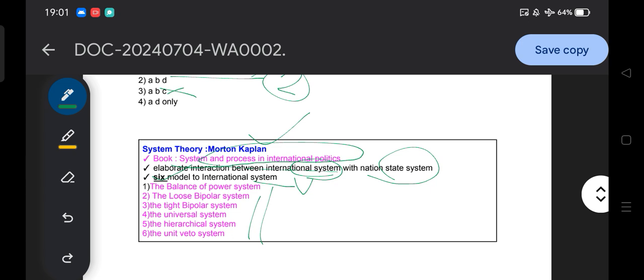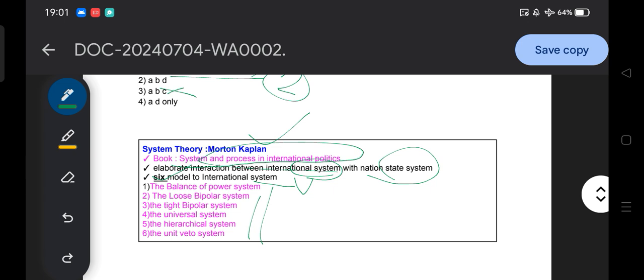Then the universal system, for example an international or federal government, like the United Nations. Then the hierarchical system, in which one state enjoys hegemonic power. For example, at a particular time the USA enjoyed hegemonic power and other states were subordinate to it. And the unit veto system, which is very very important, in which each and every state has the potential to create a fear factor for other states.